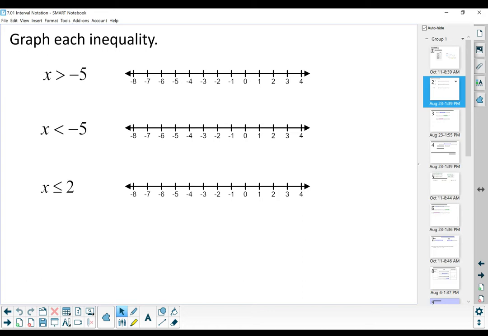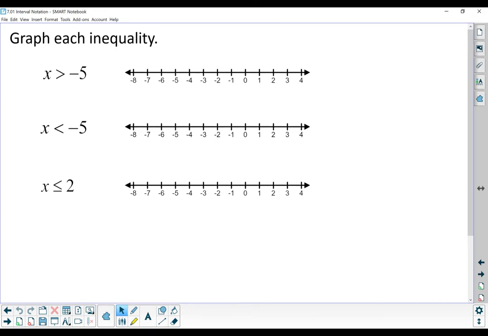We're going to start with some inequalities, though. You should be familiar with how to graph these inequalities from prior math classes. If you don't remember 100%, that's okay. I'm going to refresh your memory, but hopefully you've graphed things like these before.